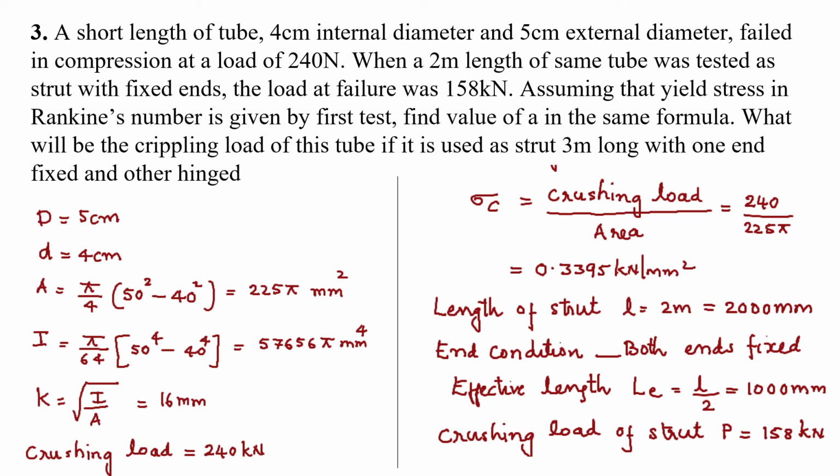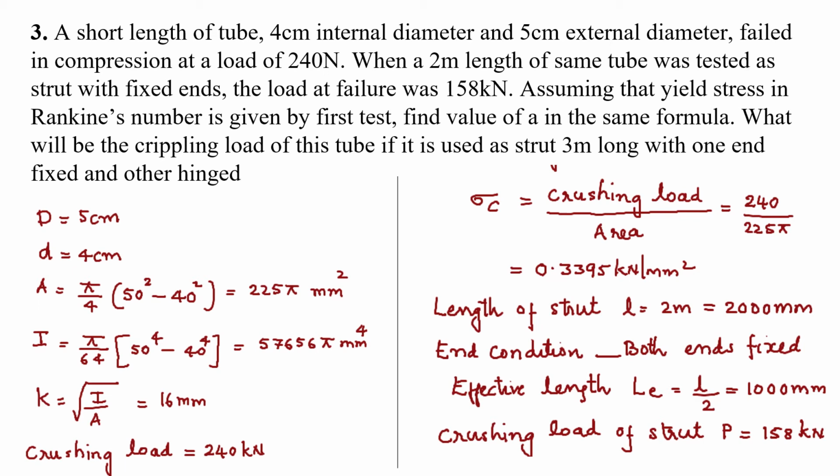Then the crushing load is given as 240 Newton. From this we can obtain the crushing stress, that is crushing load divided by area. Here it is obtained as 0.3395 kilonewton per mm square. I have substituted the load in kilonewton and area in mm square.